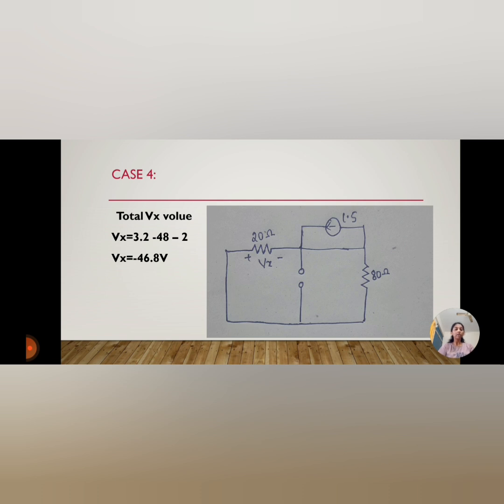In case 4, we have to calculate the total Vx value. Vx is equal to 3.2, minus 48 and minus 2, and the total Vx value is minus 46.8 volt. Here, last, we consider the 20 ohm and 80 ohm resistors, and of the two currents, the first current is open circuited.